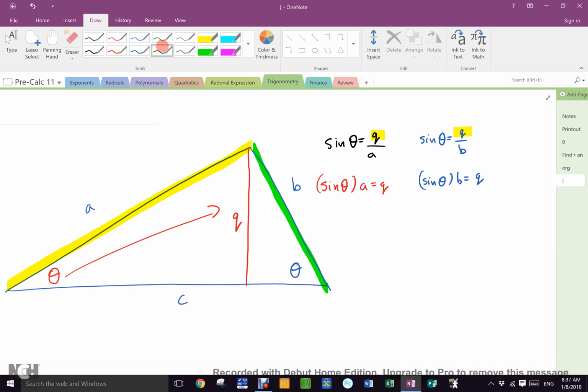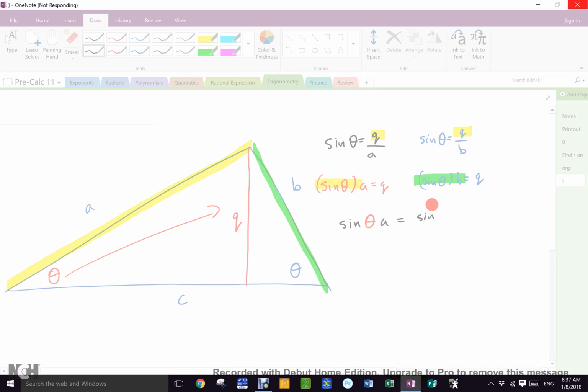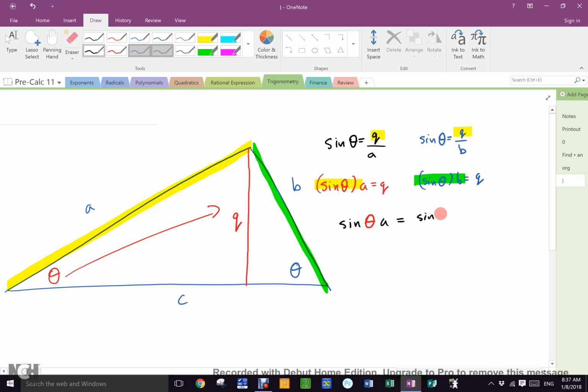Now, you guys are smart kids. If that equals Q, and that equals Q, what do you know about those two? They're the same. So I can write sine of red theta times A must equal the sine of blue theta times B. Is everybody with me? Yeah? Okay.